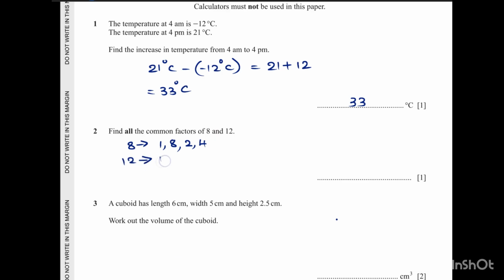Then do the same thing for 12. 1, 12 first. Then 2, 6 are 12. Then 3 into 4 is 12. Then 4 into 3 is 12. Again repetition, stop. Find the common factors. 1 is common, 2 is common, and 4 is common. So what are the common factors here? 1, 2, and 4.